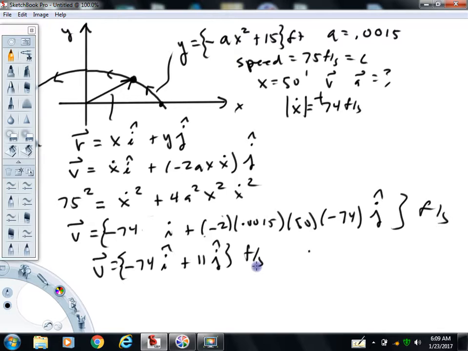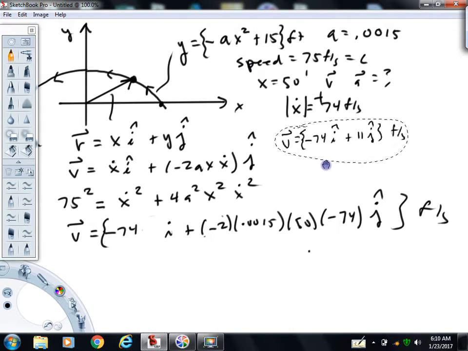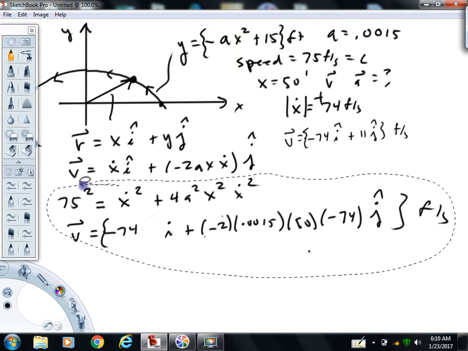Now I'm going to go ahead and store this because I have a feeling we're going to need it. I'll take this and shrink that down and move that over to here because I have a feeling we're going to need it for the next part. All right, so let's get rid of this. Next part is looking for the acceleration vector.